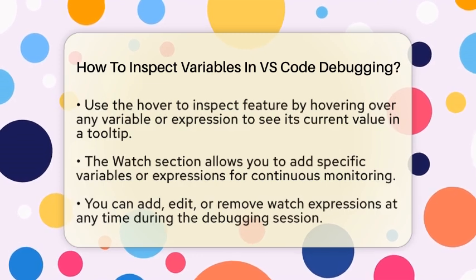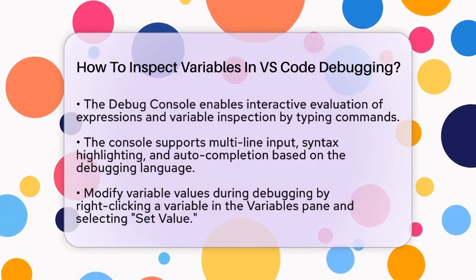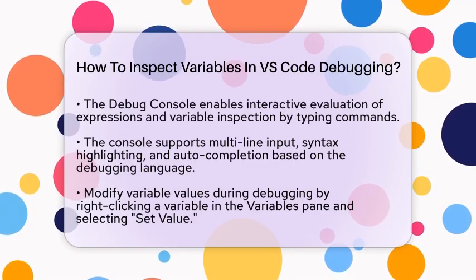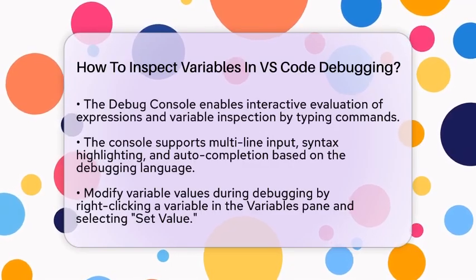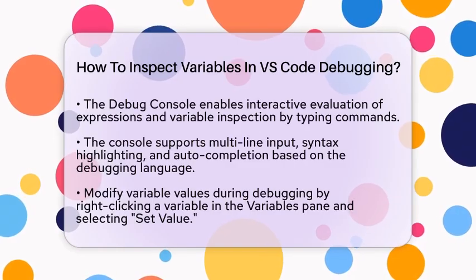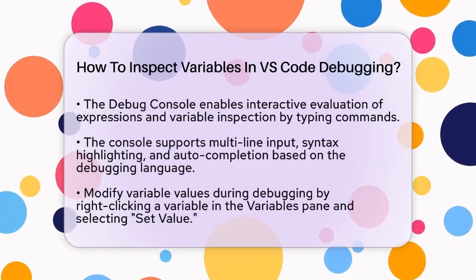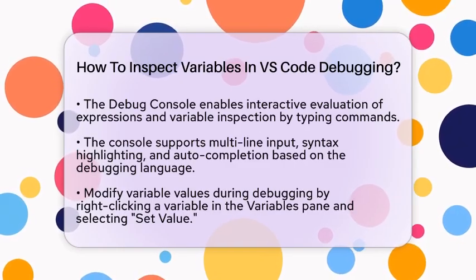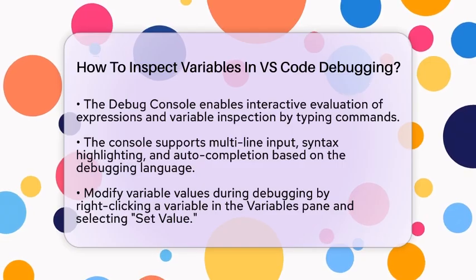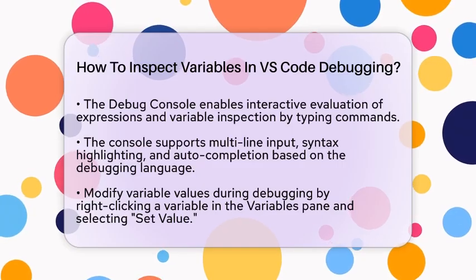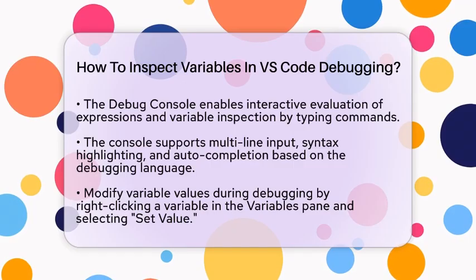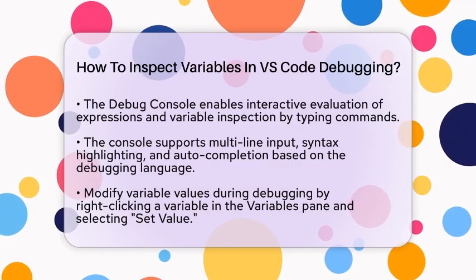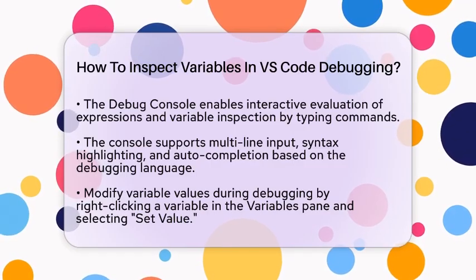The Debug Console is another powerful tool. It allows you to evaluate expressions and inspect variables interactively by typing commands. This console supports multi-line input, syntax highlighting, and auto-completion based on the active debugging language. It is a great way to test how changing variables or expressions affects your program state without modifying your source code.